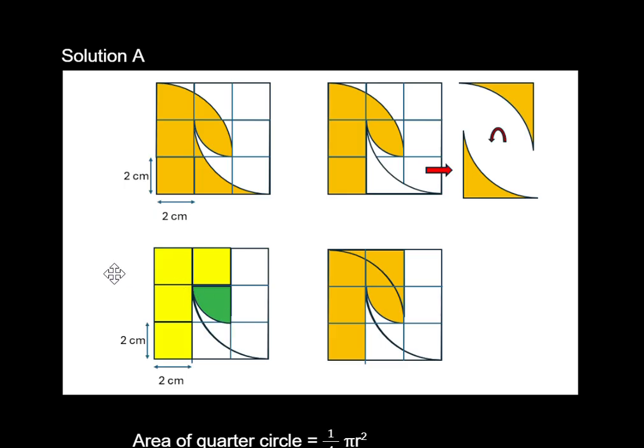So this is a bit like observation. If you are able to see that this is a quarter circle and this is a quarter circle, you can take it out, rotate it, move it in, and you get this figure. Now your problem becomes very straightforward. The area of the figure is 4 squares plus a small quarter circle. So let's compute.